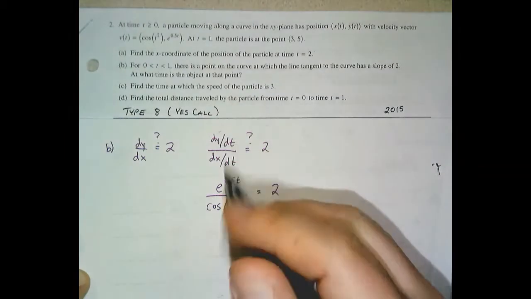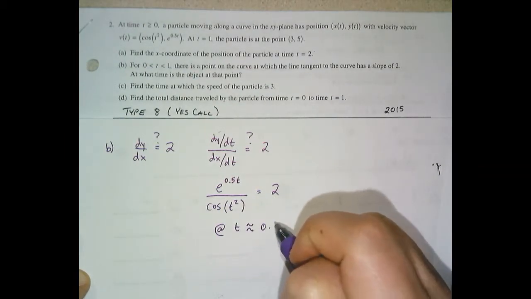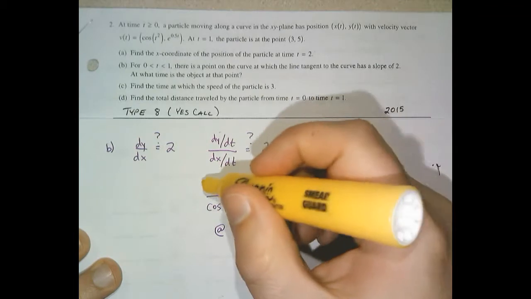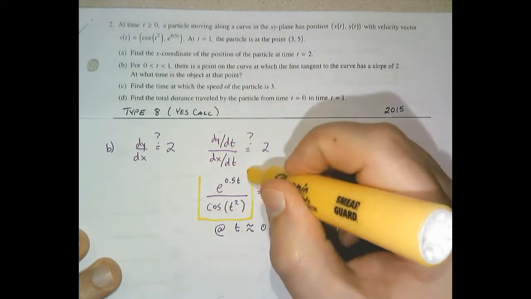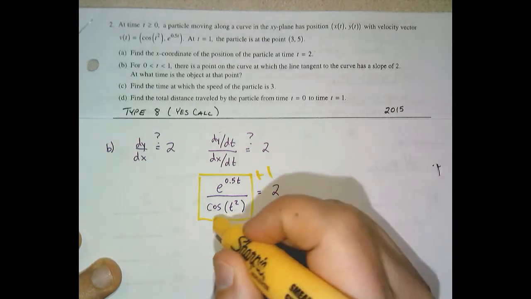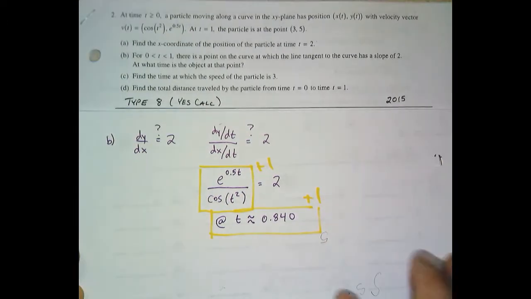We should try checking it. At t is approximately 0.840. This is worth 2 points. 1 if you write the slope in terms of t. So right there, recognizing the slope in terms of t, and then 2 for finding the answer. All right, moving on to part C.